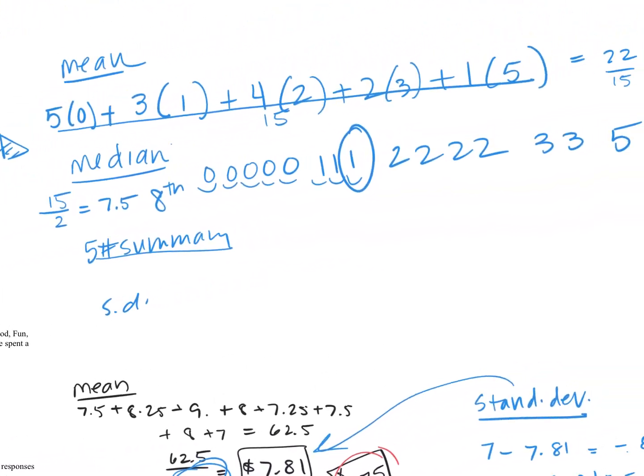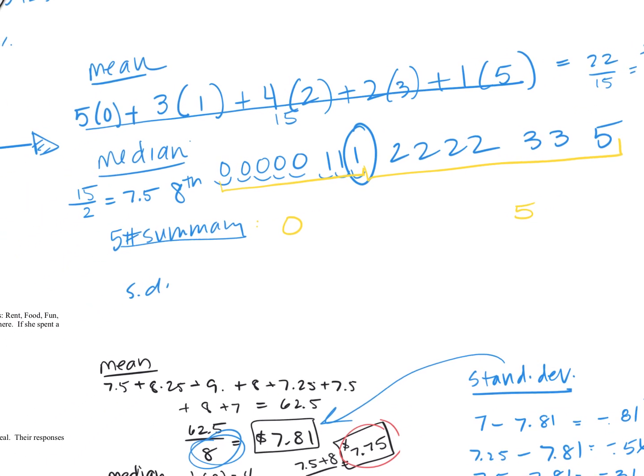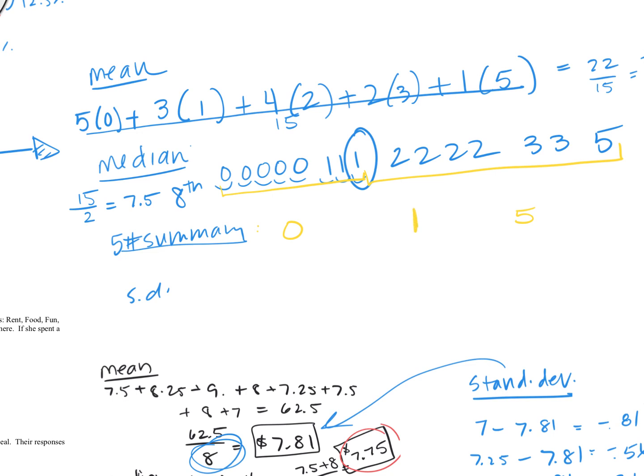If you feel better looking at the actual data, again, you're looking at the middle of that, and then you're looking at the middle of that, and you would still find the same results. So we know that for our 5-number summary, our minimum was 0, our maximum was 5. Our median ended up being the number 1, our Q1 was 0, and our Q3 was 2. So that would be our 5-number summary.